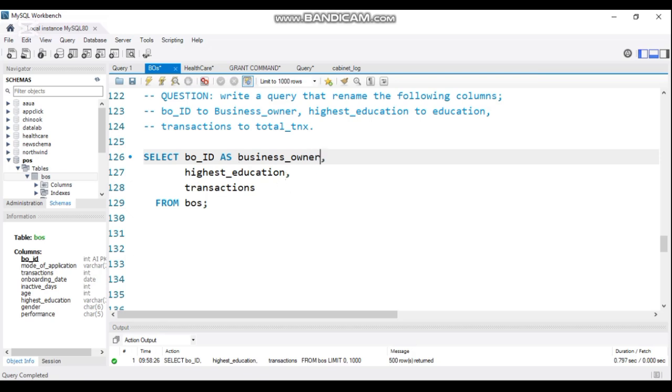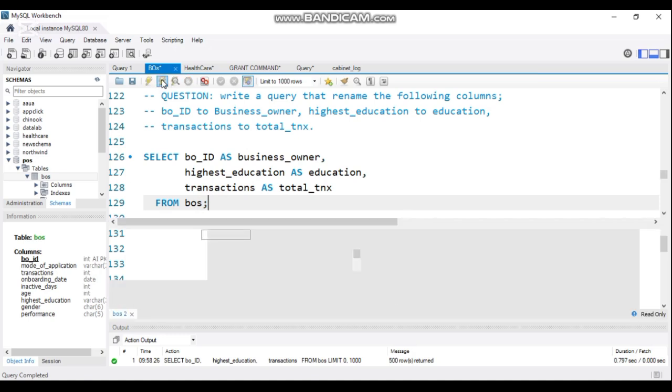And the next one to rename is education. We are to rename highest education to education. And the next one to rename also is total transaction, total TNX. We are going to rename all these also and check if it changes in our result.